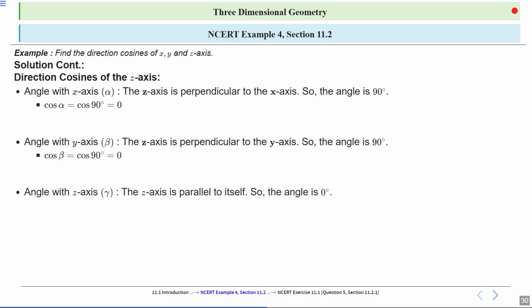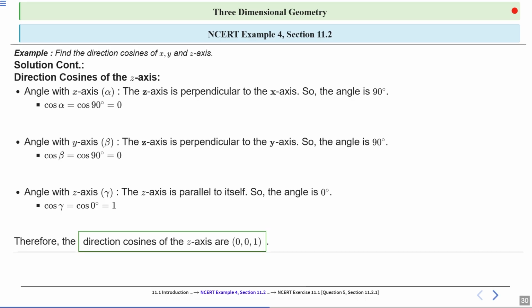Finally, let's consider the angle between the z-axis and itself, which we call gamma. Since the z-axis is parallel to itself, the angle is 0 degree. So let's calculate now cos gamma. Cos gamma equals cos 0 degree, which is 1. Therefore, the direction cosines of the z-axis are 0, 0, 1.